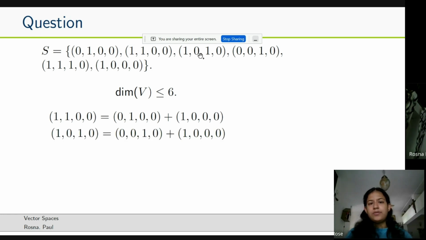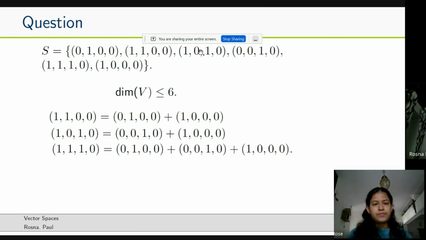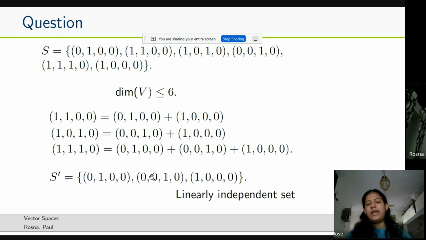And next I take 1, 0, 1, 0. It can be written as a linear combination of 0, 0, 1, 0 and 1, 0, 0, 0. So you can get rid of this element. And if you take 1, 1, 1, 0, it can be written as a linear combination of 3 elements, so you can also get rid of it. If we take away this one and this one, the remaining are these 3. But these 3 cannot be written as a linear combination of any of the others. You can check that if you want to.